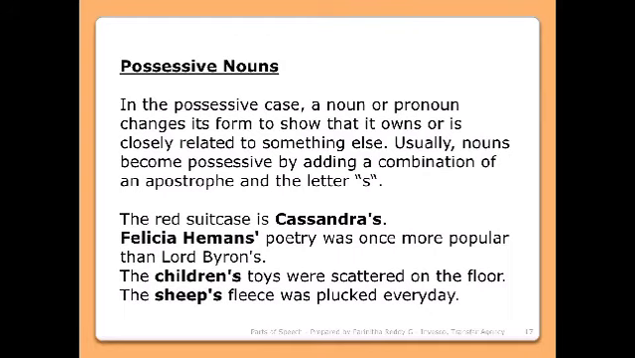Falika Hamon's poetry was once more popular than Lord Byron's. Now, here you can see that in both of these possessive nouns, in one the apostrophe is before the s, and in the other the apostrophe is after the s. You have to notice that the apostrophe is always used before the s with the singular possessive noun, but in the plural possessive noun it is added after the s. Children's toys were scattered on the floor.